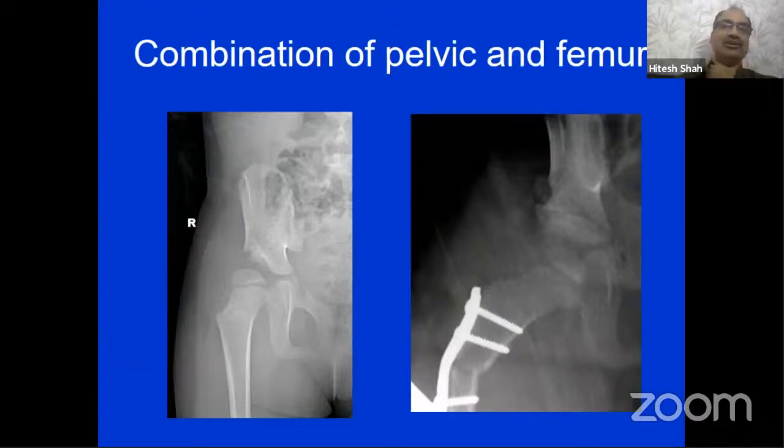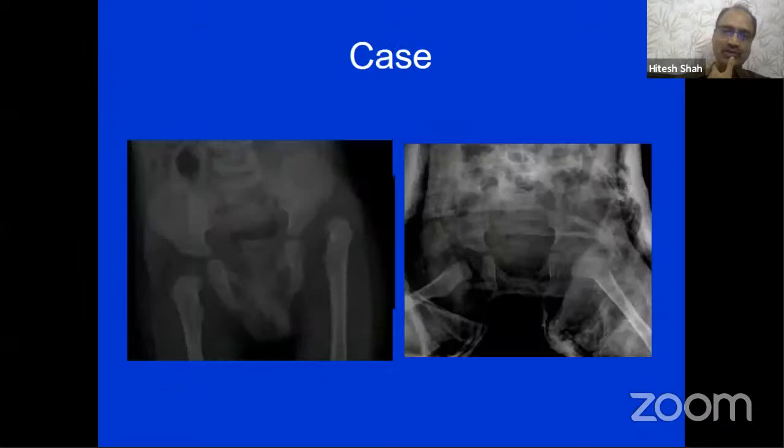We can combine the osteotomy like this, a combination of the acetabular and femur, when there is an anteversion, acetabular dysplasia along with the coxa valga. We can correct the coxa valga with the varus. We can correct the anteversion with the derotation, and correct the acetabular dysplasia with the reorienting osteotomy.